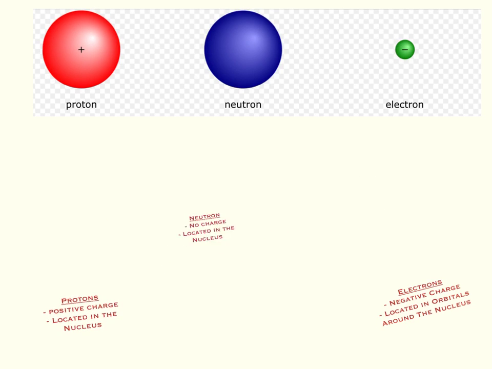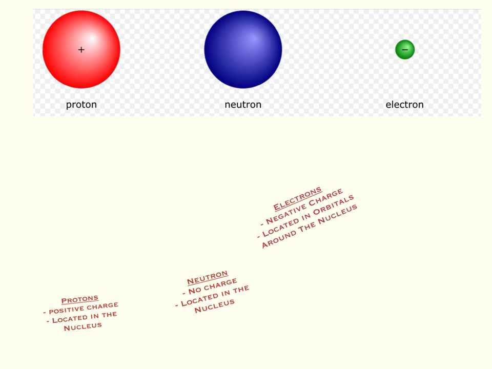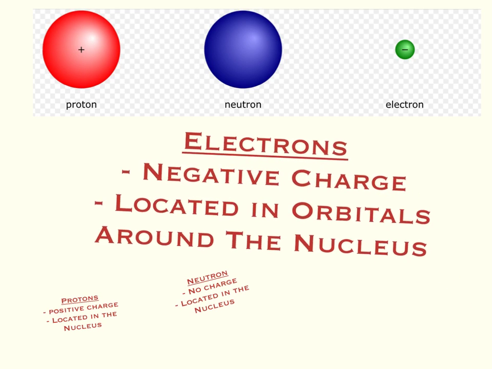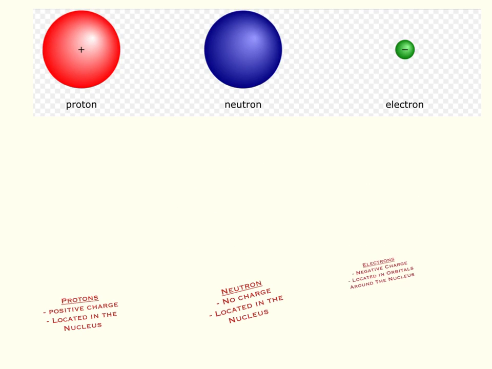Now, moving on to neutrons. Neutrons have no charge, or they are electrically neutral, and they are also located in the nucleus with the protons. Finally, we have the electrons, which are the particles with a negative charge, and they are located in orbitals around the nucleus. So the protons and neutrons are in the nucleus, and the electrons orbit on the outside.